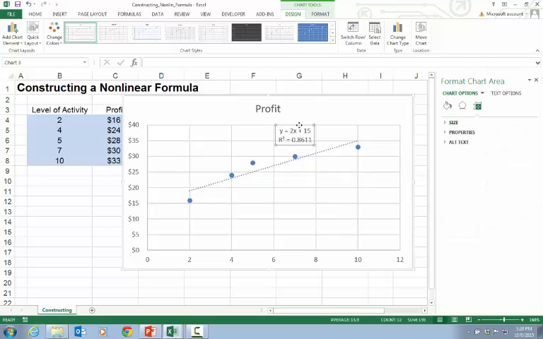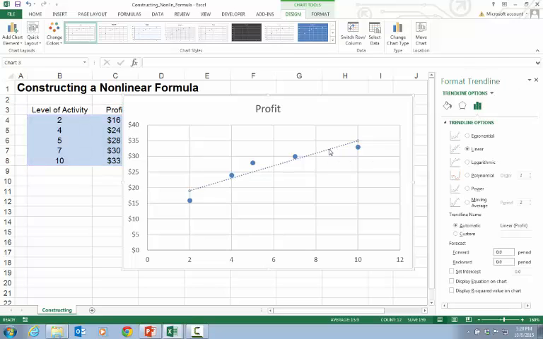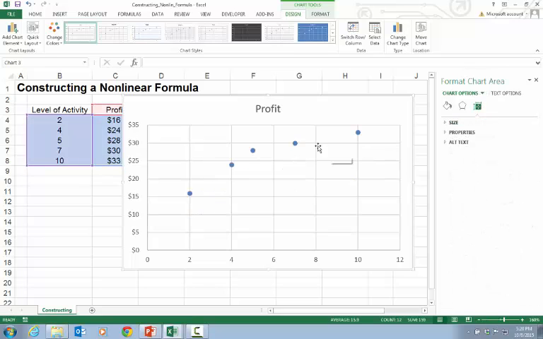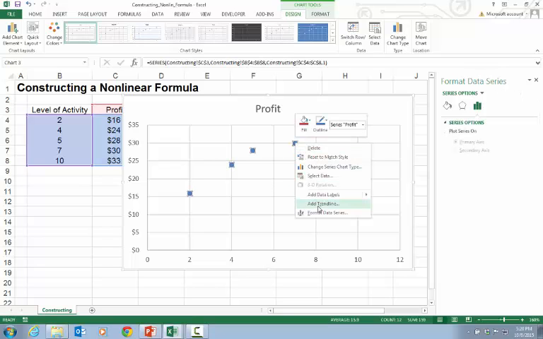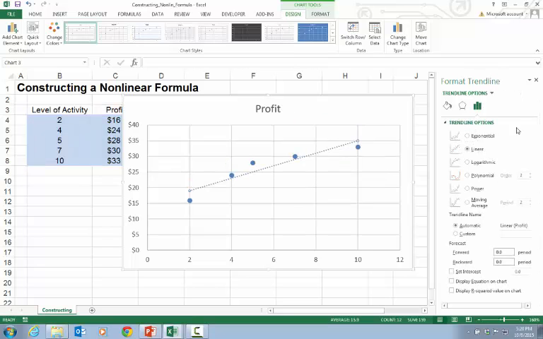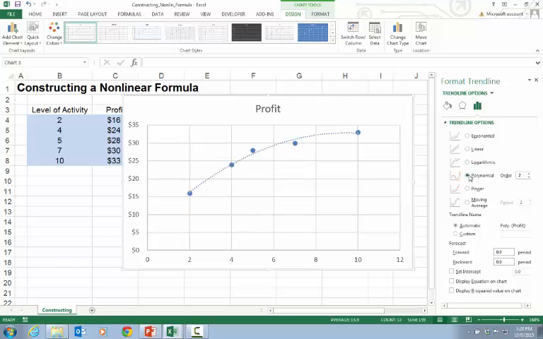So what I'm going to do is remove that particular trend line, and let's try it again. Let's add a trend line. But this time, let me do a polynomial of order 2, which, if you recall, is like a parabola.